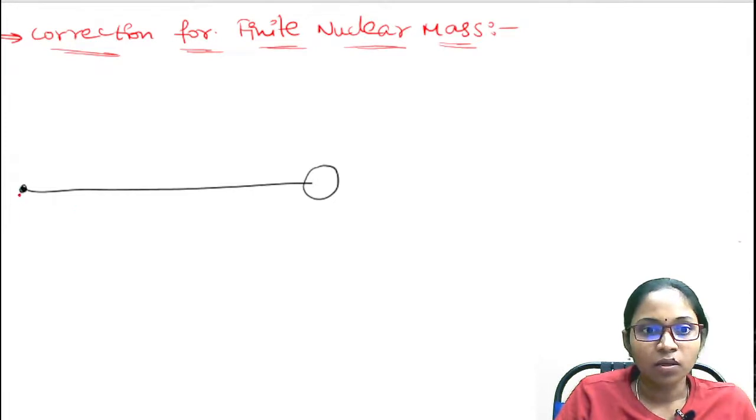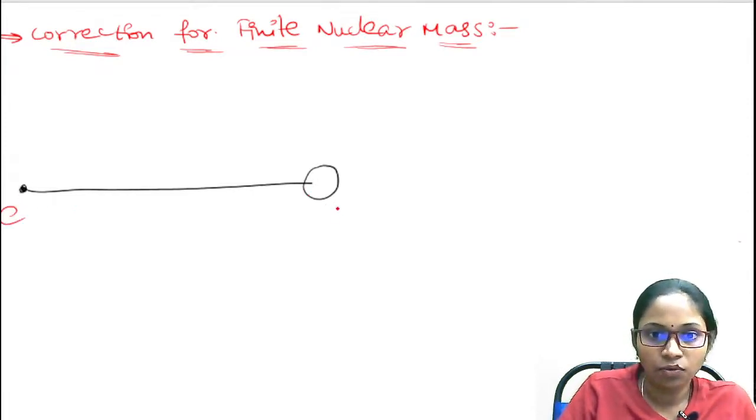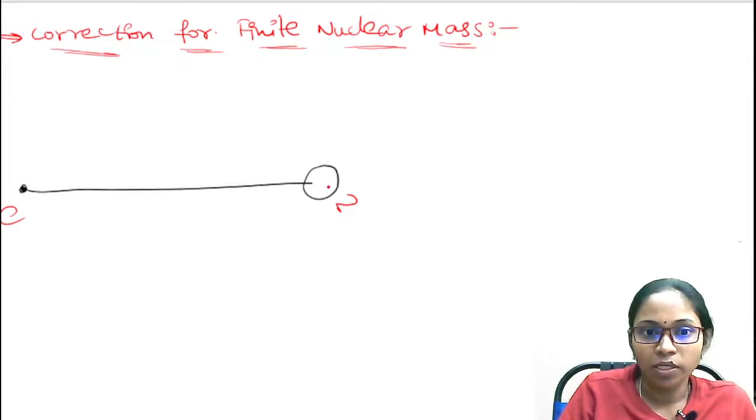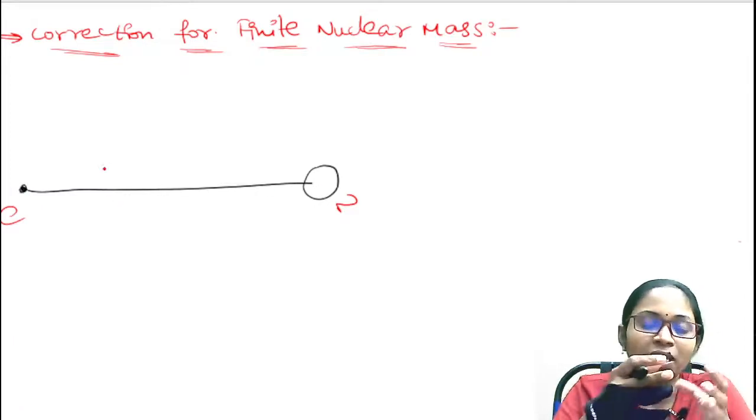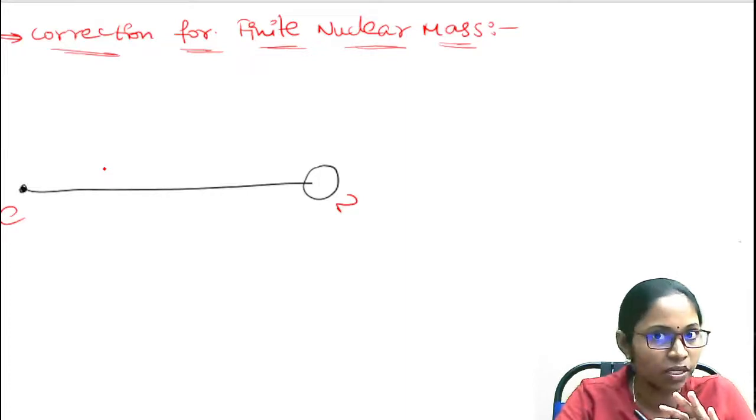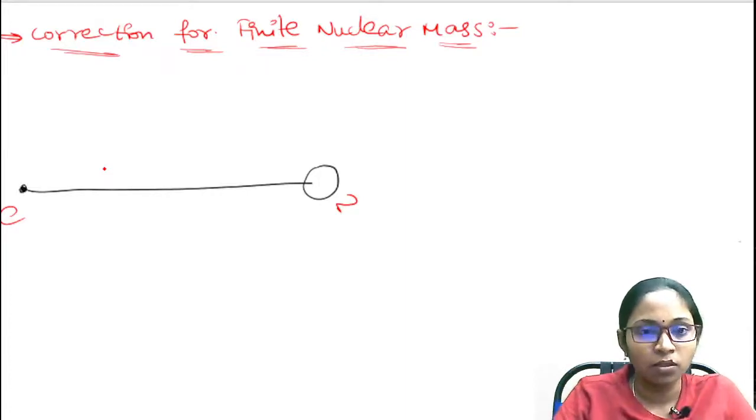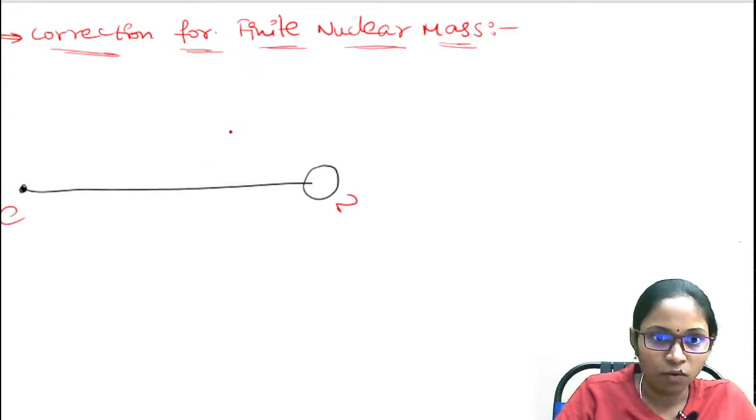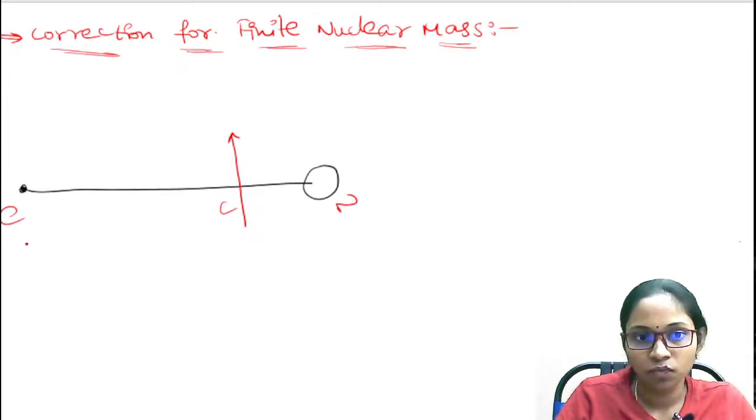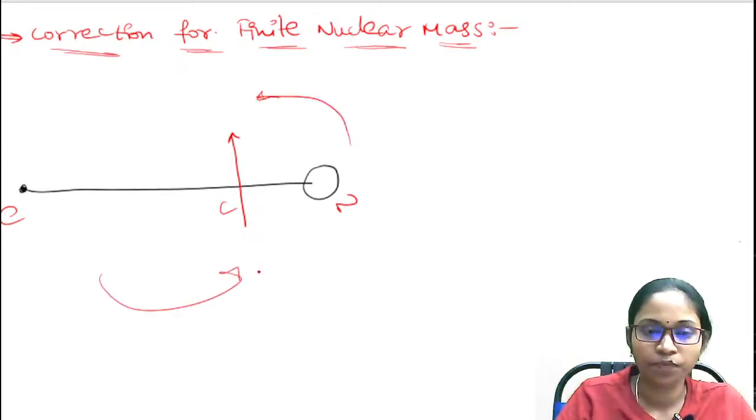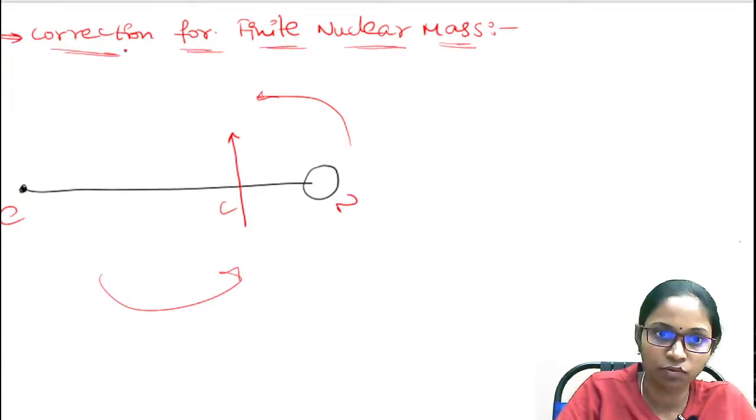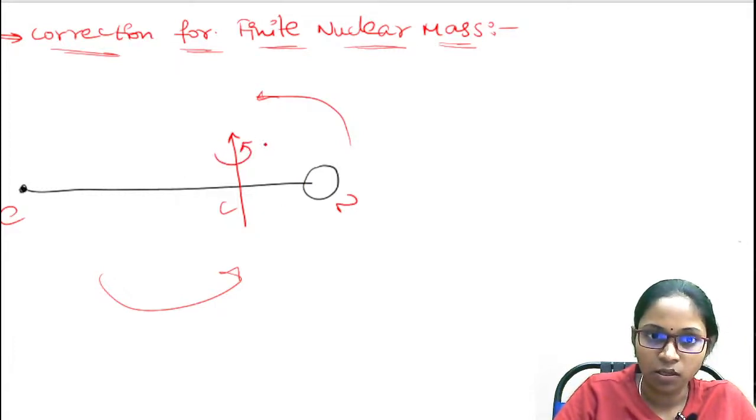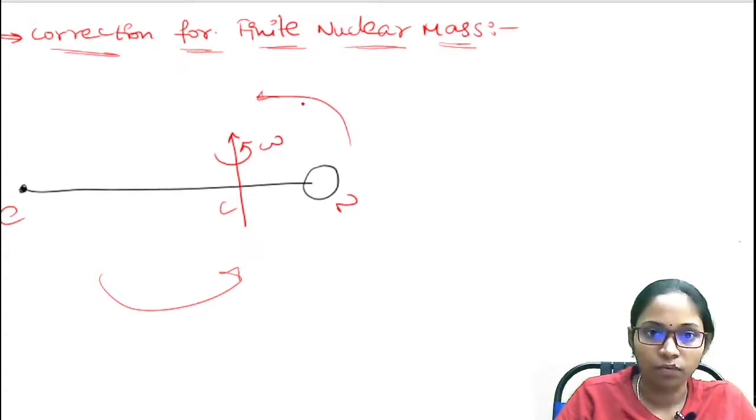As the electron and the nucleus are bonded to each other with the help of the Coulombic force of attraction and the centripetal force, these two charges will revolve around the center of mass. If the electron moves in this direction, the nucleus will move in this direction. So they will move about the center of mass with angular velocity omega.